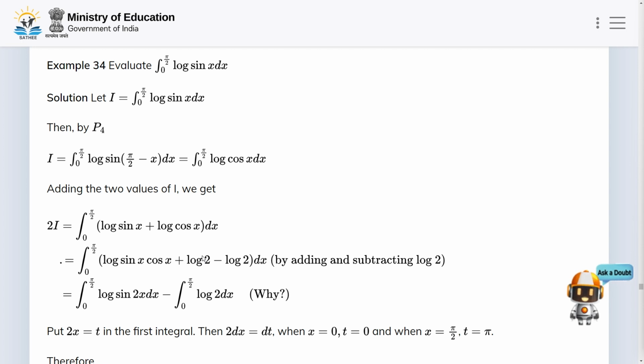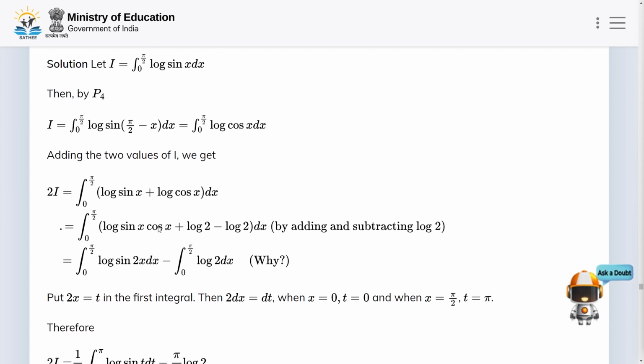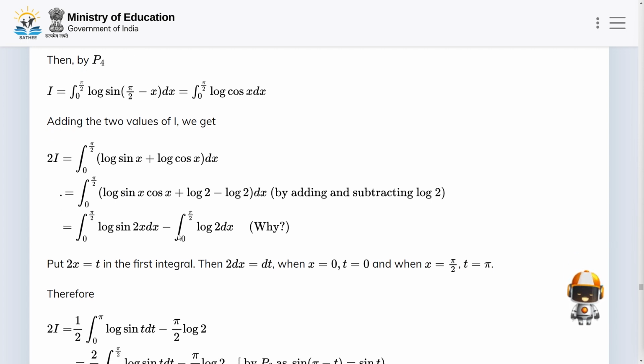Okay, this gives you log, and using the property, this will be a multiplication, so log of 2 sin x cos x. This will be log of sin 2x, minus the integral from 0 to pi by 2 of log 2 dx. You can easily evaluate this.